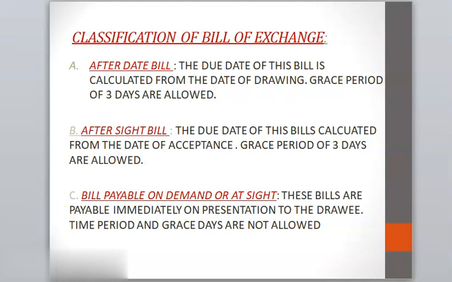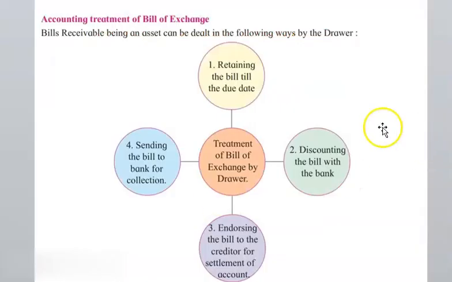And just see here, the last part, accounting treatment of bill of exchange. Now, this is the beginning of the next class, and there are four types of treatment of bill of exchange that we are going to study here. First is retaining the bill till the due date. Second is discounting the bill with the bank. Third is endorsing the bill to the creditor for settlement of account. Fourth is sending the bill to the bank for collection.